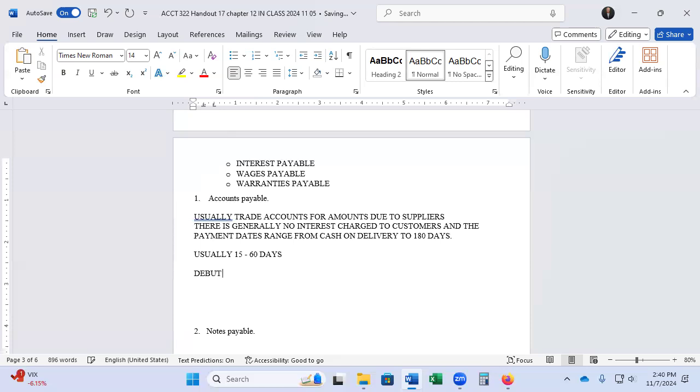Okay, and we would debit the asset, something like supplies, materials, inventory. And then you would credit accounts payable.